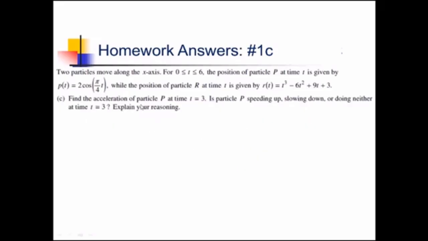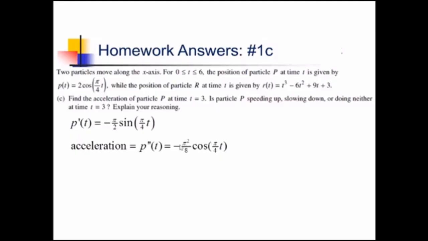On this problem, we want the acceleration of particle p at time 3, and then we want to know if it's speeding up, slowing down, or neither at that time. So let's start by finding our acceleration. Our acceleration is going to be p double prime. Now, we know that p prime is this expression from part B. We found that in part B. P double prime, that's going to represent our acceleration. That's going to be a cosine of pi over 4t times a tail of pi over 4. So this is going to end up being negative pi squared over 8 cosine of pi over 4t. So that's kind of a big mess.